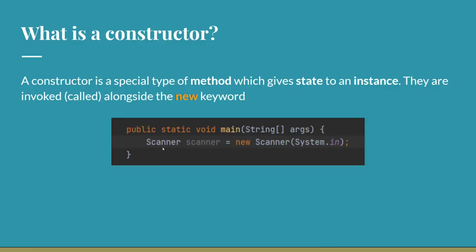So we have the Scanner class, then we have this scanner instance, notice the lowercase, and we let that equal to a new instance of Scanner, and then we pass in this parameter here, which is System.in. And you will have seen this if you've done any kind of input from the user exercises.